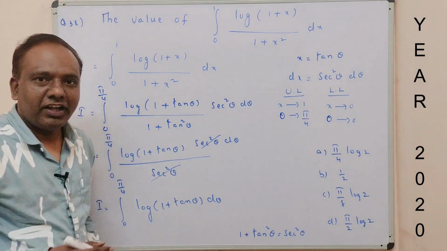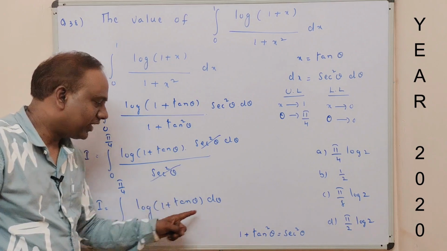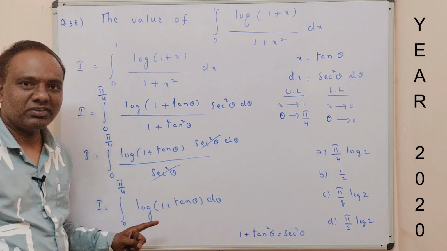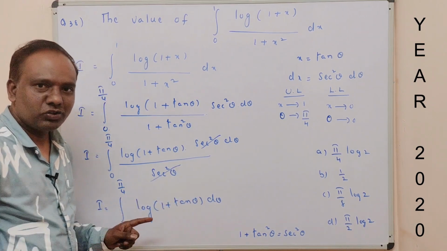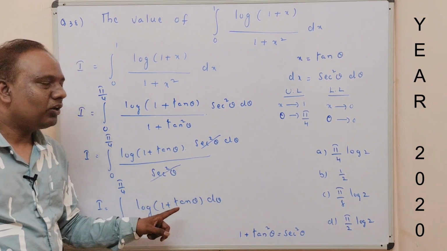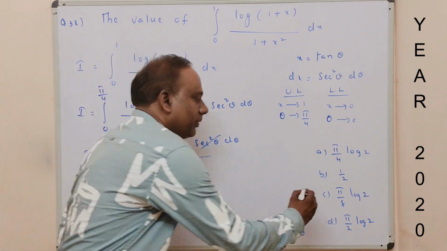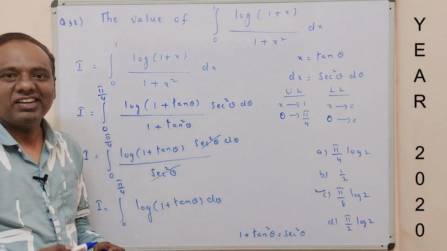Actually I already told you this is a very important question for 5 marks. In question number 9 also I did this. In this case the value is, please remember, pi by 8 log 2. That means option C is the correct answer.